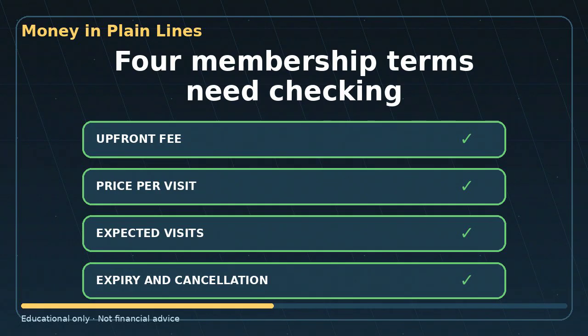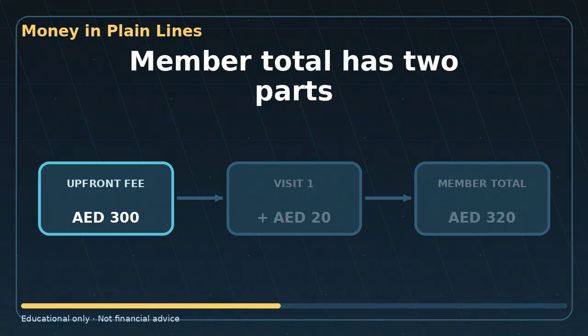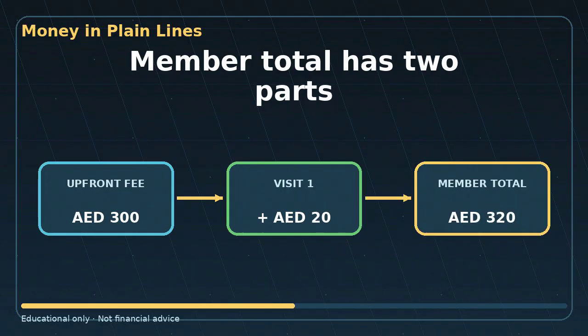A punch card makes the threshold visible. Visits 1 through 14 reduce the initial disadvantage, but do not fully recover it. Visit 15 completes the recovery. Visit 16 is the first visit after break-even, when the member total becomes lower than the drop-in total. Break-even is a boundary, not a promise that either option is suitable or affordable.